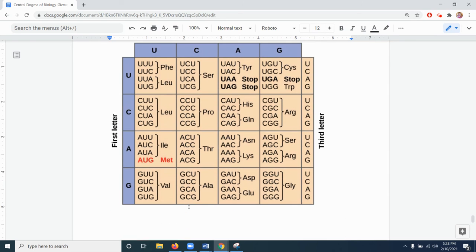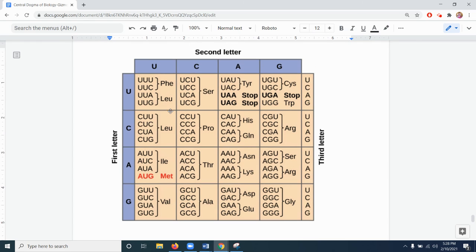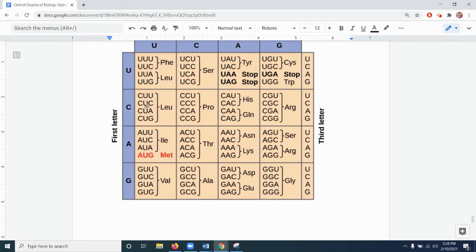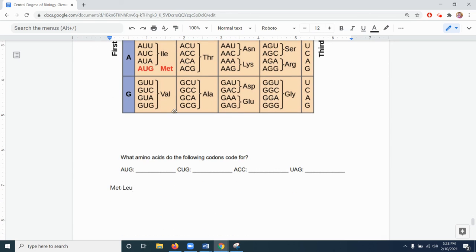CUG. How do I do that? So I'm starting right here. C is the first letter. Then I'm going to move my cursor or my finger to the second letter, which is U. C, U. I'm already here. And then CUG, I move it right here. CUG is right there. LEU. That's leucine.